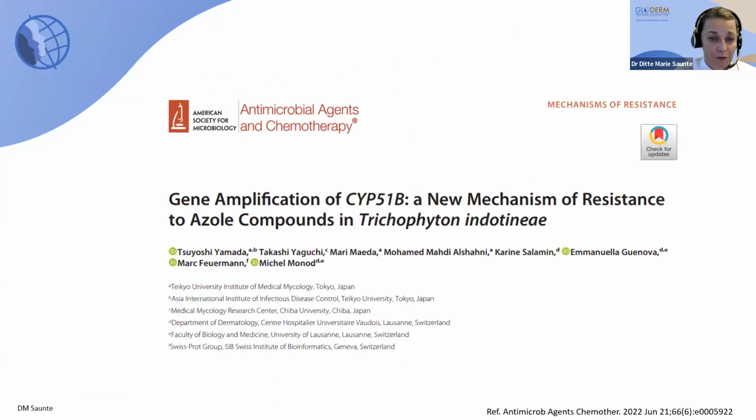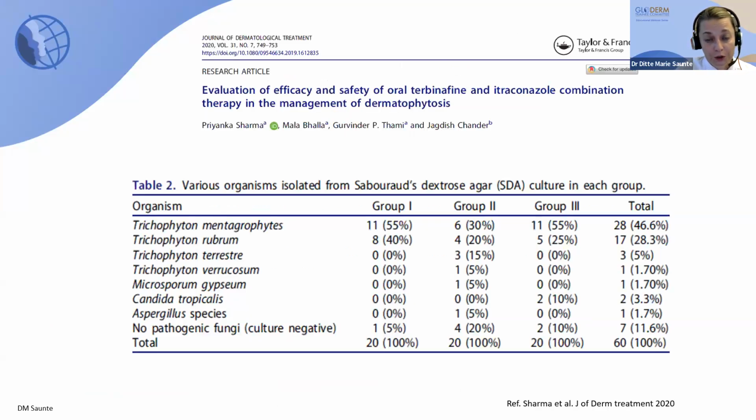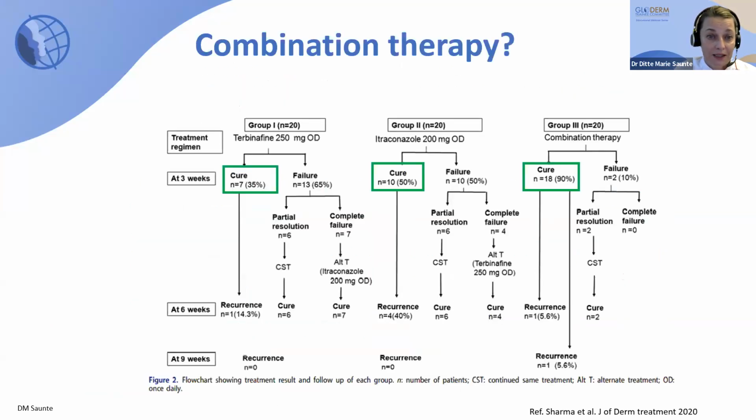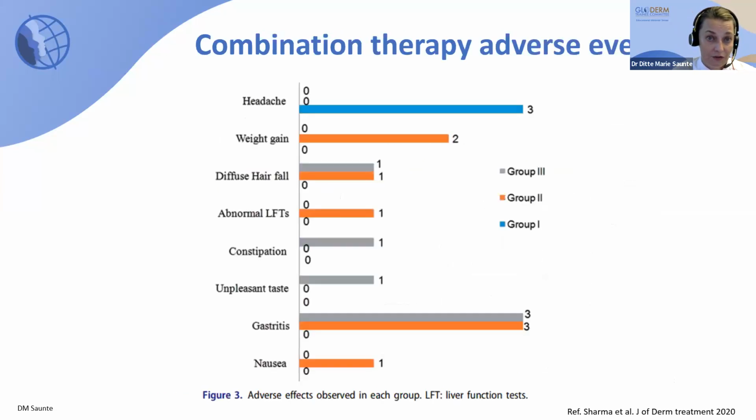But we have to be aware that some of these patients are also resistant to azoles. So what could we do to treat those patients? Well, this is a study where they combined oral terbinafine with oral itraconazole in these patients. They had 3 groups, with 20 patients in each group. Terbinafine once daily had a cure rate after 3 weeks of 35%. In group 2, itraconazole once daily, a cure rate of 50%, and the combination of these two, a cure rate of 90%.